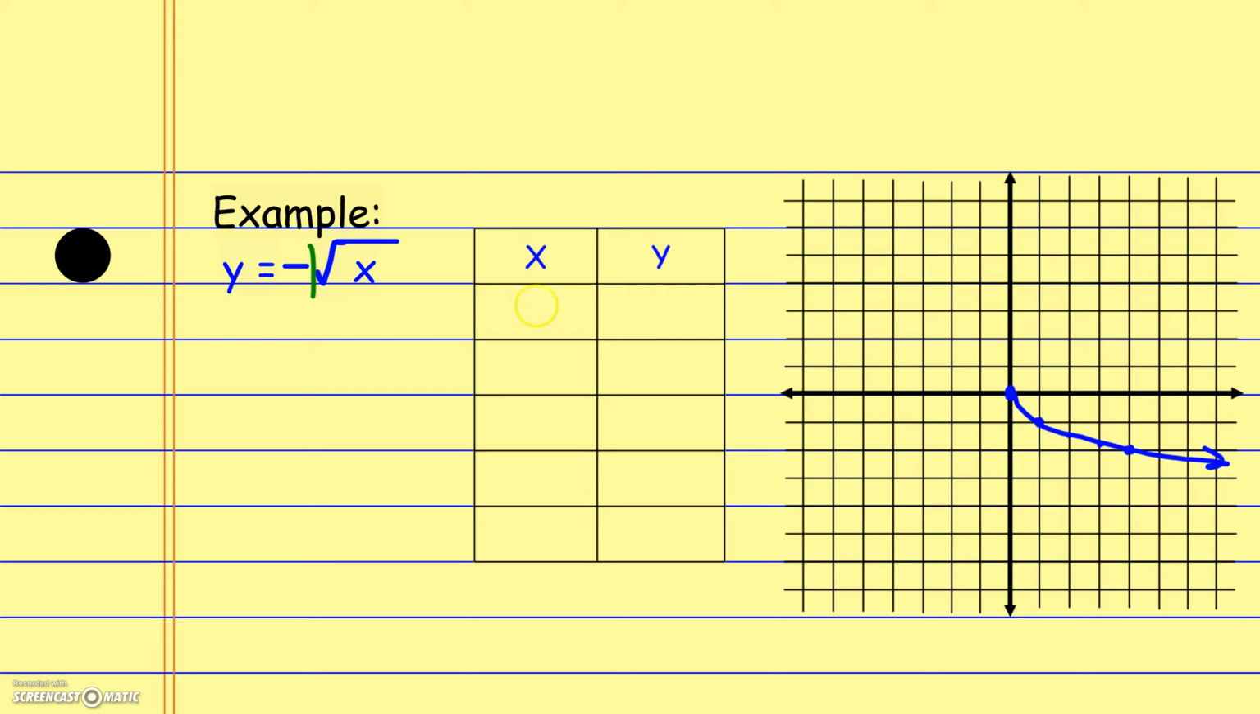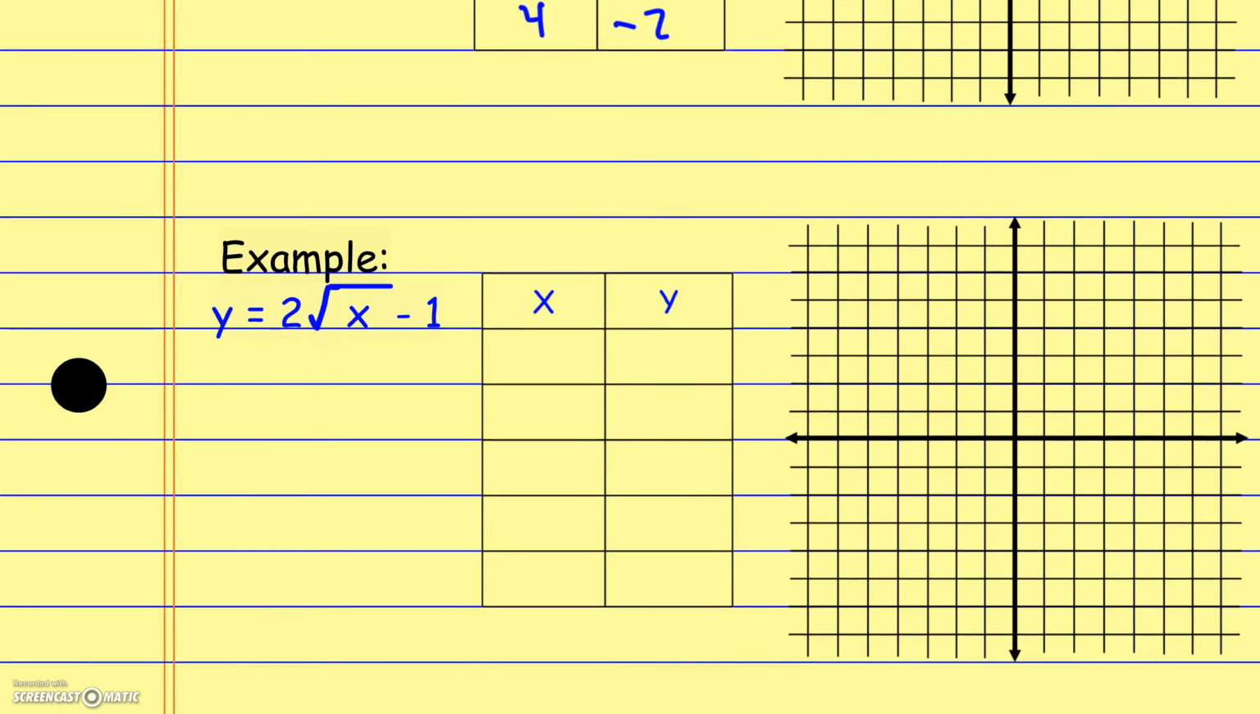And think about that, if I use those same values that I've been using, it's going to give me the same values over here, but every single one of them is now going to be negative because of that negative that's out front, okay?